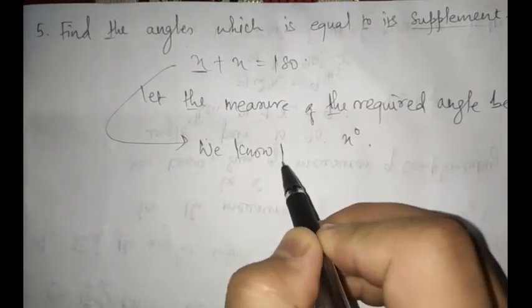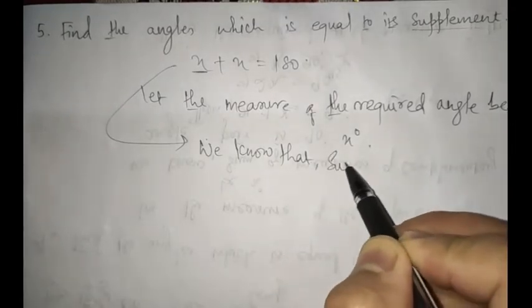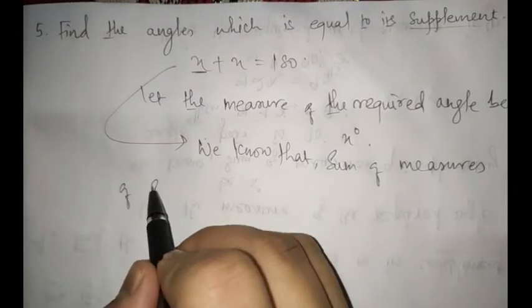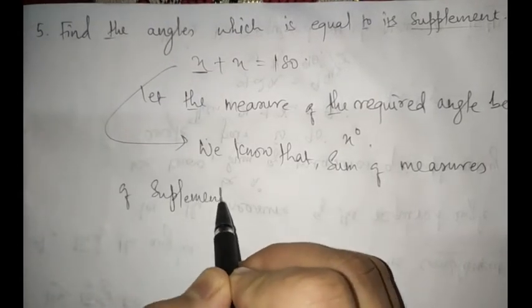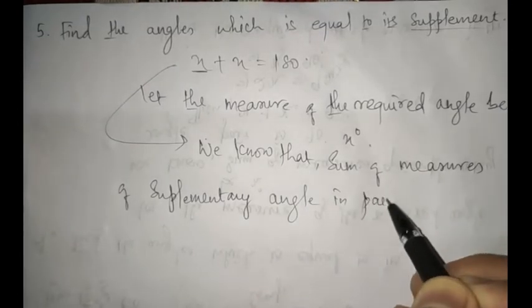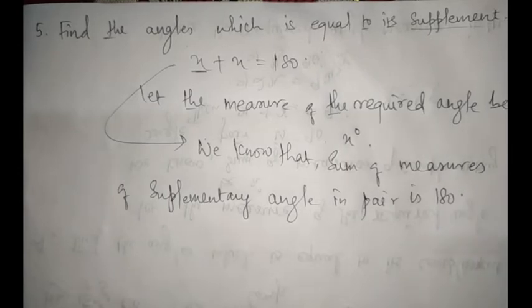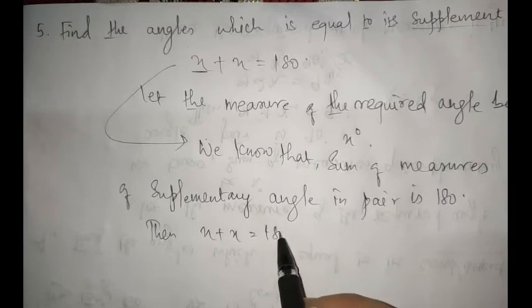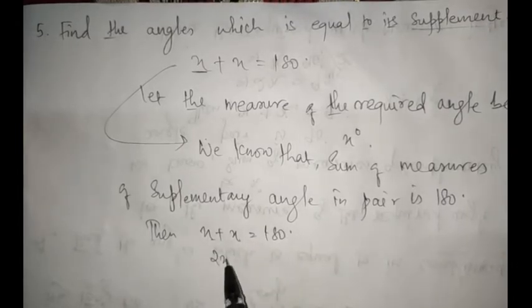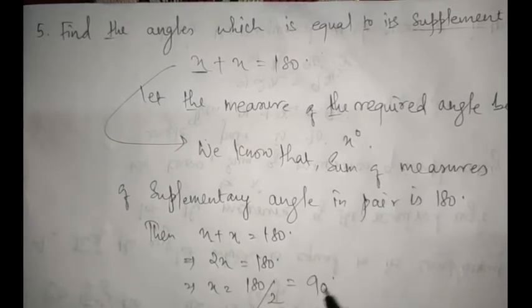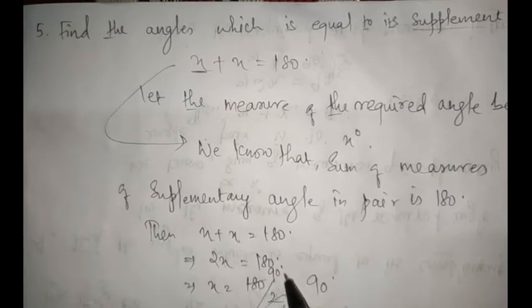So we know that the sum of measures of supplementary angles in a pair is 180 degrees. So then what we can write: x plus x is equal to 180 degrees, so x plus x is 2x, which will be 180 degrees, right? So x is equal to 180 by 2, which will result in 90 degrees. So 2 ones are 2, 2 90s are 180, so that's why I have written here 90.